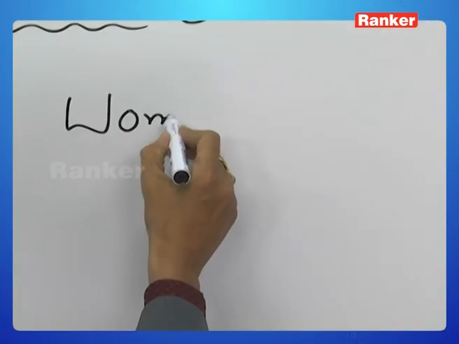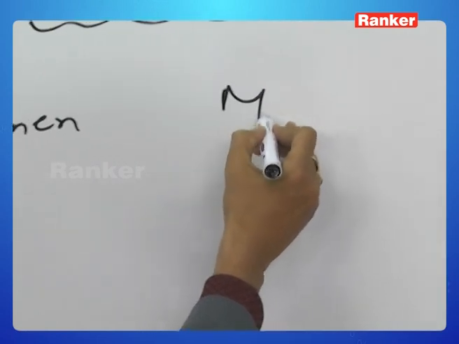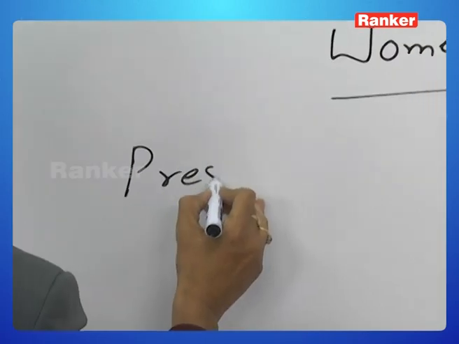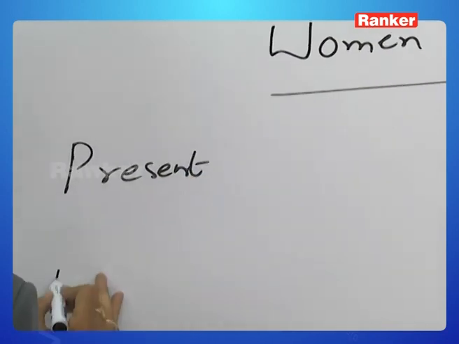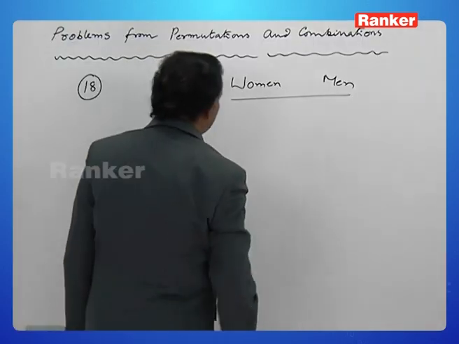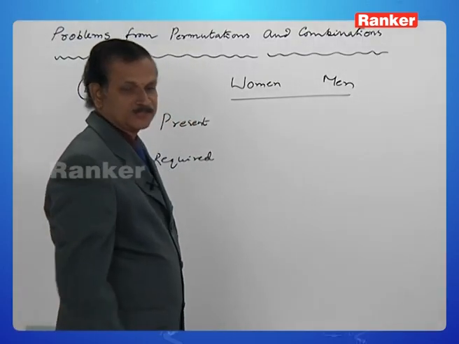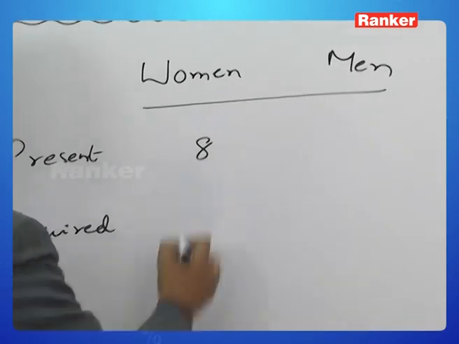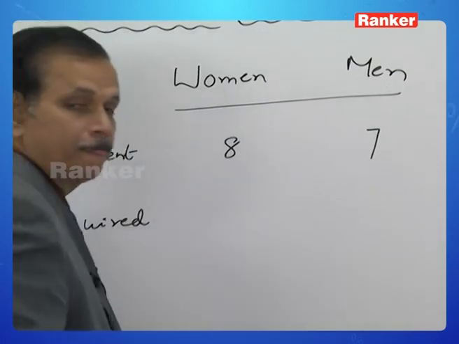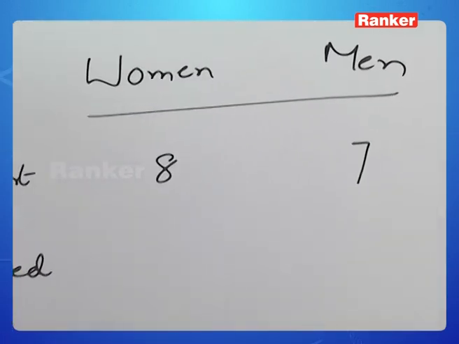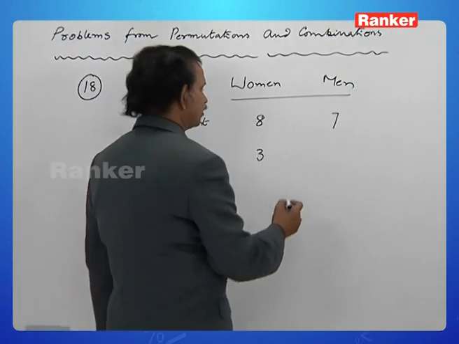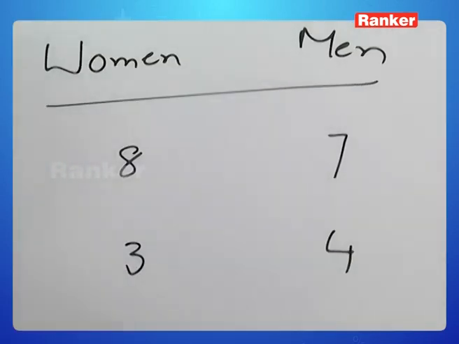Women, men, present, required. How many women are present? Actually, 8 women are present and 7 men are present. How many are required in the committee? 3 women are required and 4 men are to be chosen. This is the problem.